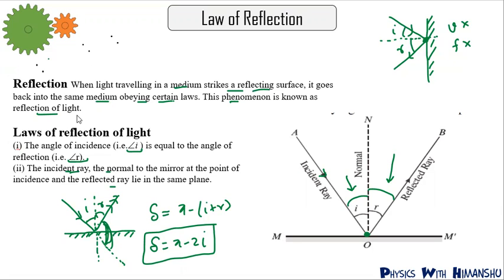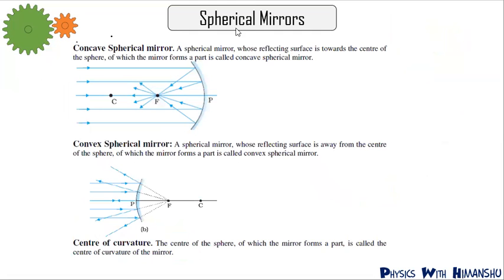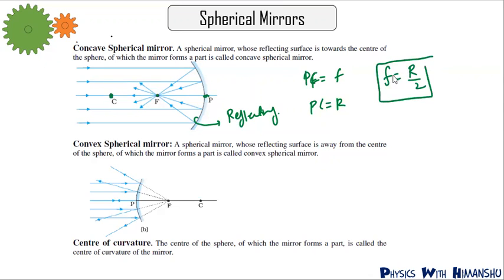Okay, now let's come to spherical mirrors. So what are spherical mirrors? Spherical mirrors are those which are part of a sphere. This is a concave spherical mirror, where the inner side is reflecting in nature. This is the pole, that is the center of the mirror. This is C, the center of curvature. This is F, the focus. So PF will be equal to f and PC will be equal to R. Remember, focal length is basically radius of curvature divided by 2. And what is radius of curvature? The distance between the center of curvature and the pole is called the radius of curvature.